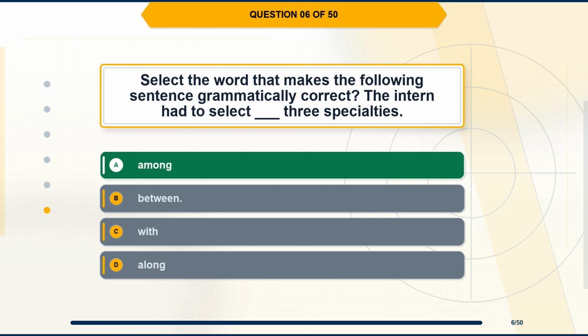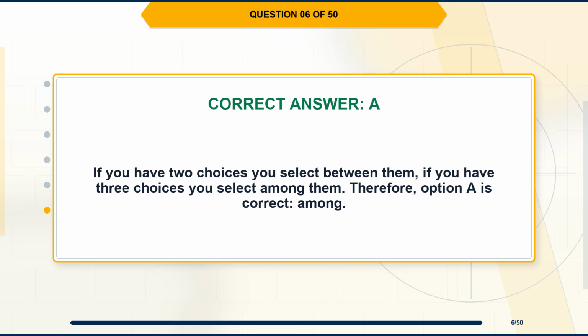The correct answer is option A. Among. Explanation. If you have 2 choices you select between them, if you have 3 choices you select among them. Therefore, option A is correct, among.